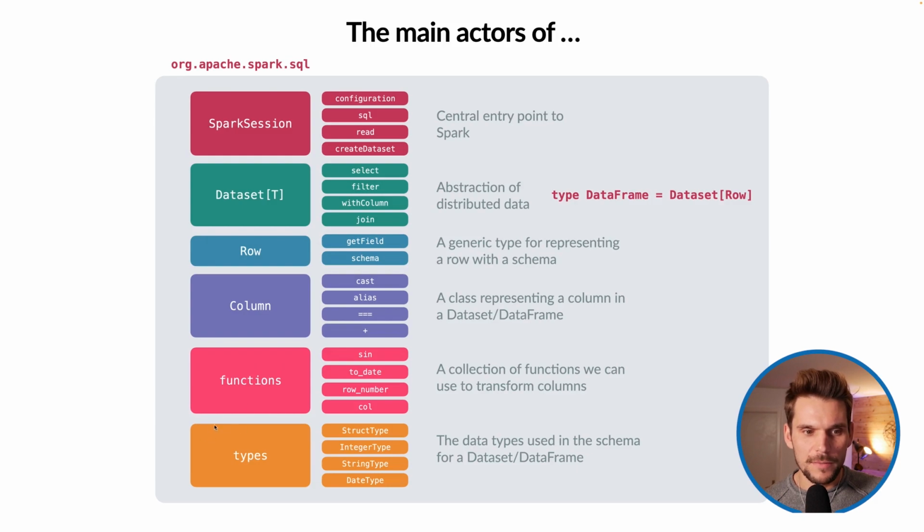Finally, in the very end here, we have the types. So org.apache.spark.sql.types, and within that package, we find all of the data types which are available in Spark SQL. So for example, we have the struct type, which basically represents a schema. So it's a composition of other types, for example, primitive types like integer, string type, or even object types like date type and so on. And all of these types that are available in Spark SQL are defined in this package.